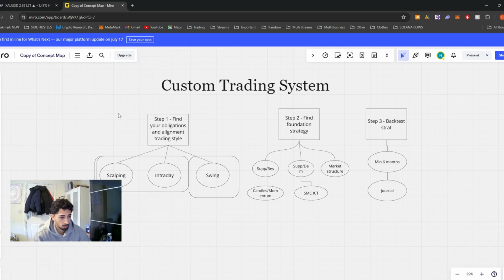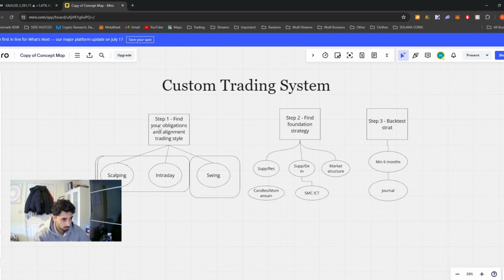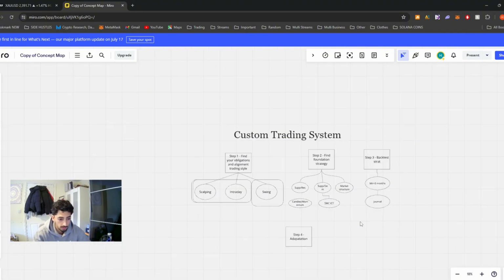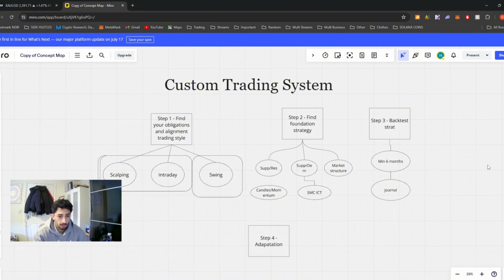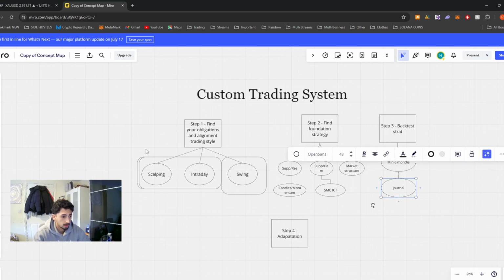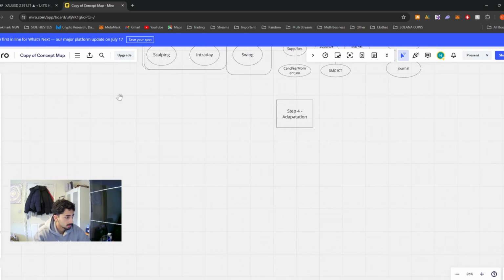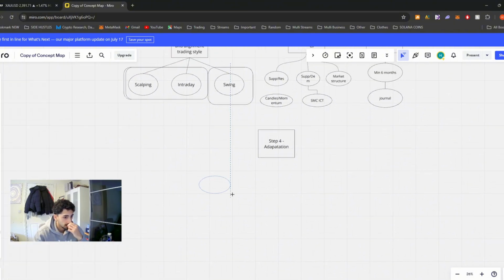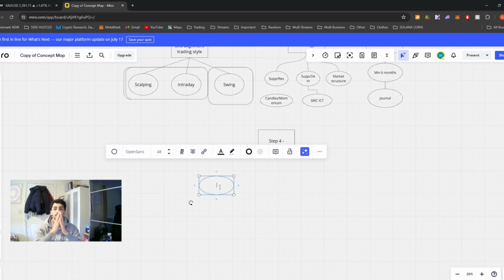Now, all of this will eventually lead to you doing step 4, and step 4 is adaptation to yourself. All right, this is going to come with experience, and this is how it is going to become custom. And by adaptation, I mean we need to basically figure out what you like.